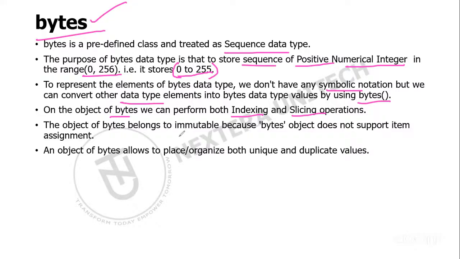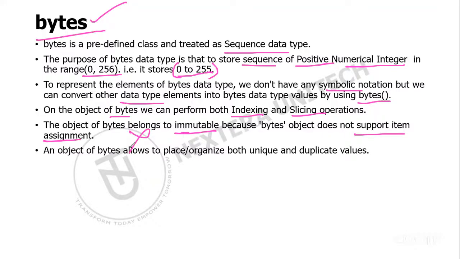Coming to the concept of immutable. There is something called mutable and immutable. I'll explain what this mutable and immutable is. Bytes is an immutable data type. It's a part of the immutable category. What exactly does immutable mean? It does not support item assignment. When you try to assign an item to an existing bytes object, it does not support it.